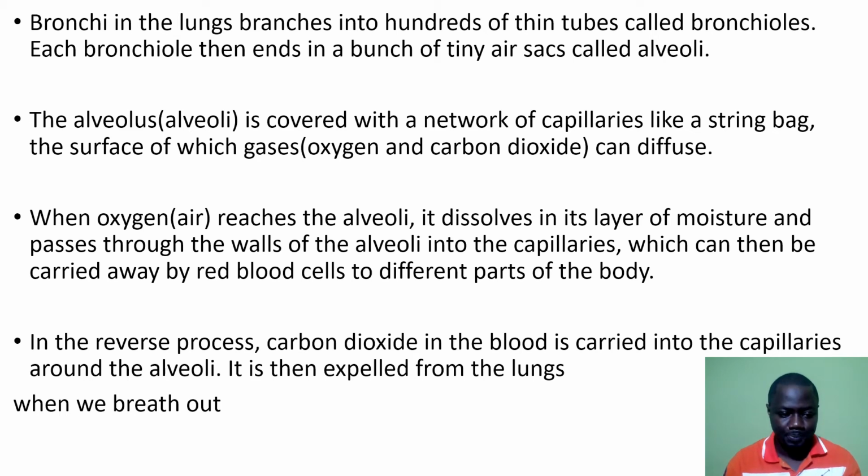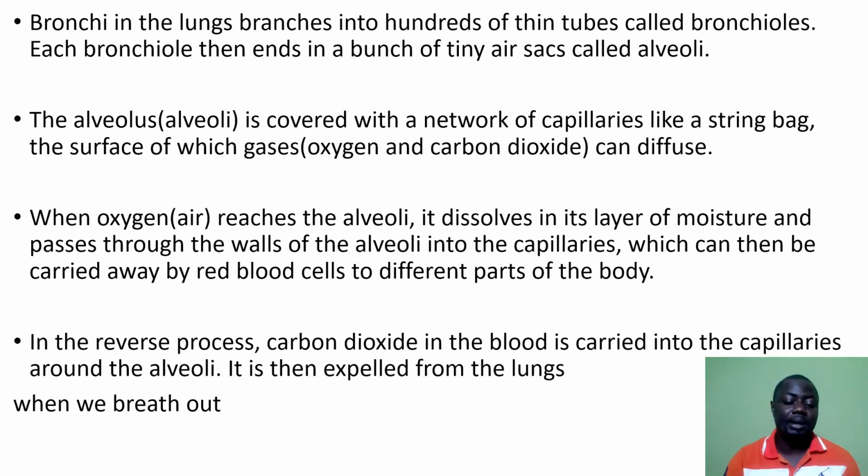Okay, very good. Now when air reaches the alveoli, the oxygen dissolves in its layer of moisture and passes through the walls of the alveoli into the capillaries, where it is carried away by the blood to different parts of the body. So when we take oxygen into our bodies, the main aim is to get it into the blood and into our cells. The alveoli are surrounded with blood, so anytime oxygen diffuses into the air sacs, it also diffuses into the blood, and then the blood sends the oxygen to the various parts of the body.